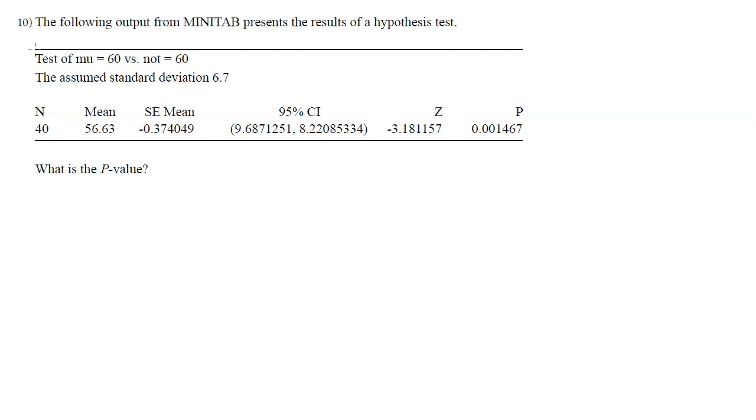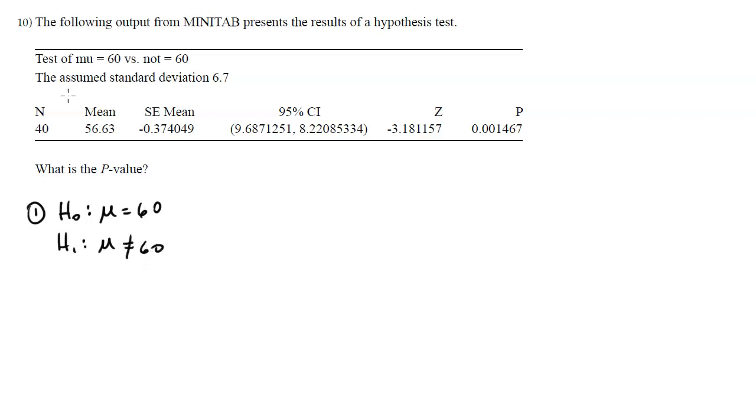All this information up top is telling us the null and alternative hypotheses. So it gives us step 1. The test of mu equals 60 versus mu does not equal 60. Let me write that better. It's giving us the null hypothesis, mu equals 60, and the alternative hypothesis, mu not equals 60.